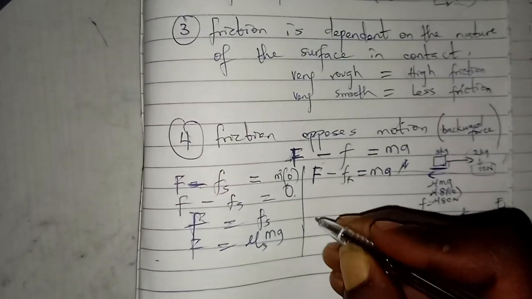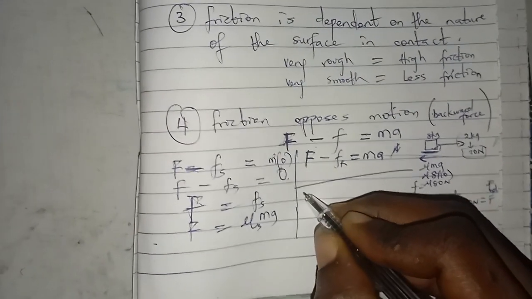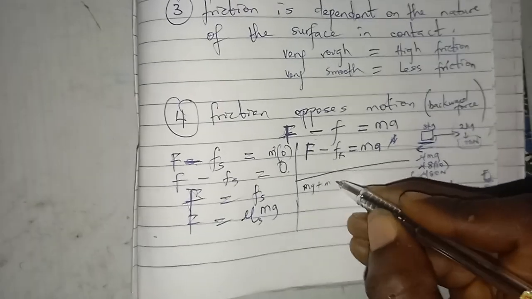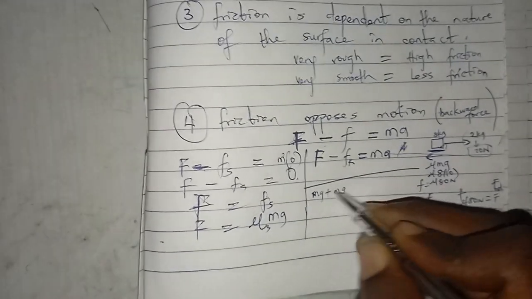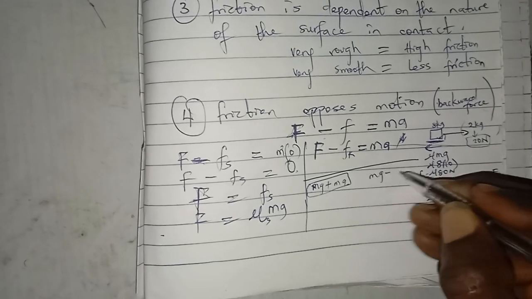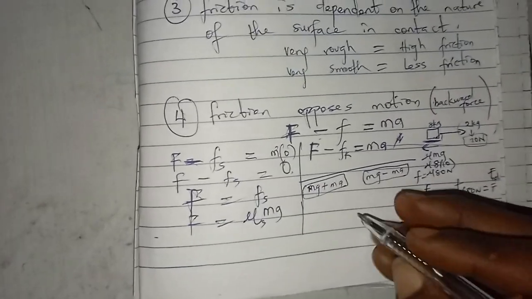But a situation whereby maybe you have an elevator question, if it is going up, you remember that you are having mg plus ma in this case. Sorry, I don't want to start teaching you elevator here. While if it's going down, you have mg minus ma. So you check my class on dynamics elevator questions.